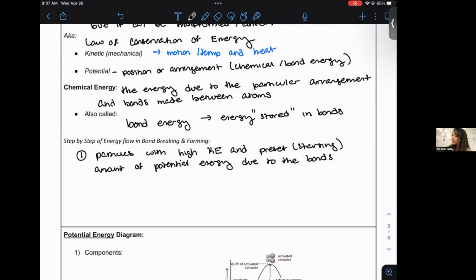Okay. Step 2. In order to break and reform bonds, you collide, creating, what do we call that unique temporary compound?